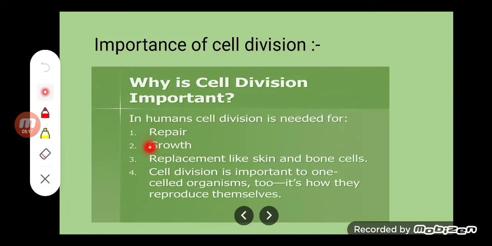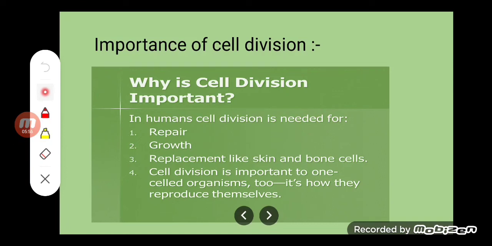Then again, growth. How is it helpful in growth? See here, either it's a unicellular animal or multicellular animal, both of them grow by cell division. In unicellular organisms, they grow in size and they divide into two organisms or two cells. And in multicellular animals, they start their journey with one single cell, and afterwards they keep on dividing and form a cluster of cells and they grow in size.